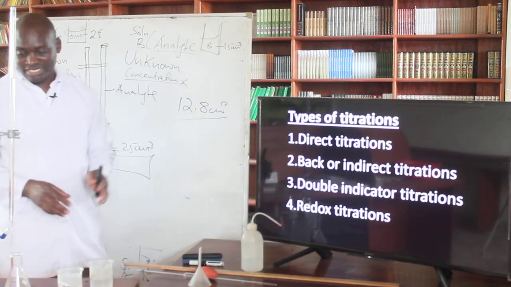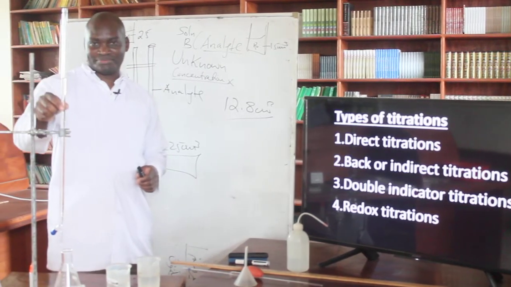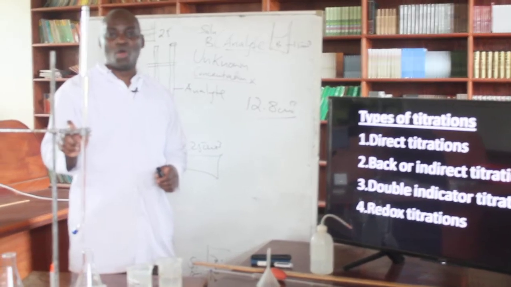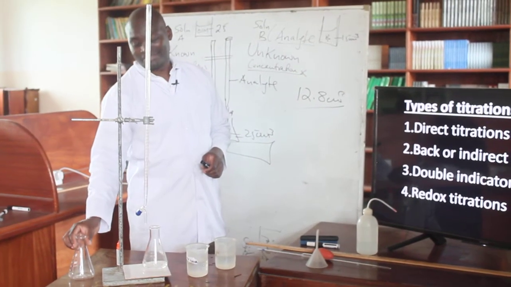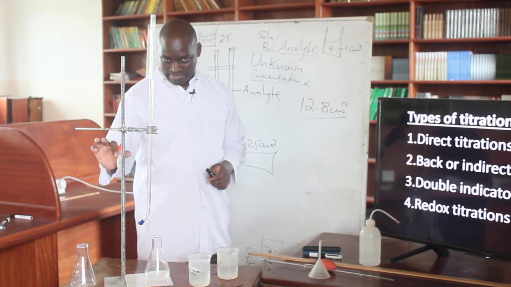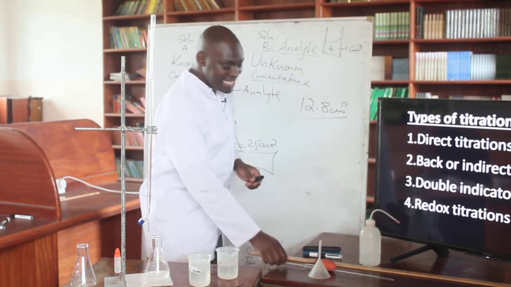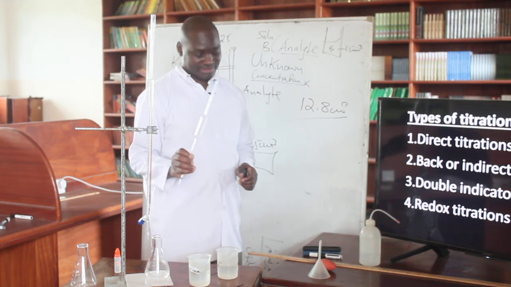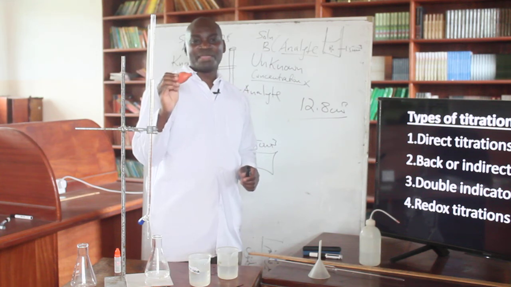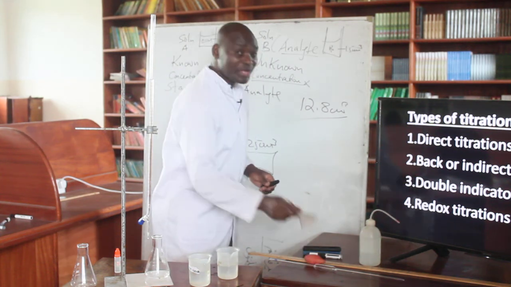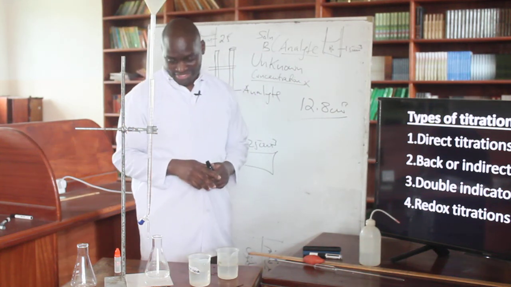So in conclusion, in summary, the apparatus used in titration is the burette, clamp and stand to hold the burette. We normally need conical flasks. We need an indicator if it is not self-indicating. We need a pipette to measure a fixed volume, and then we need a pipette filler. We also require a funnel to fill the burette.